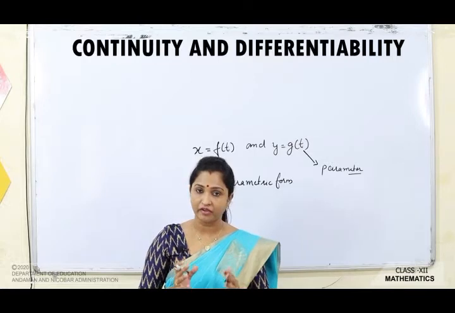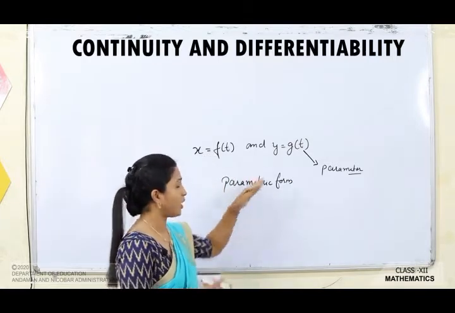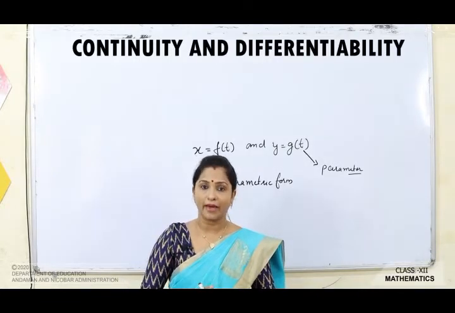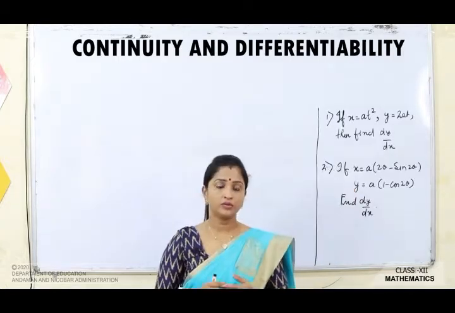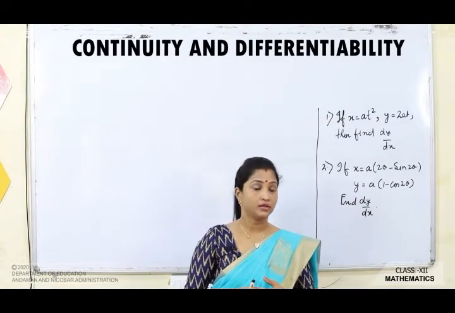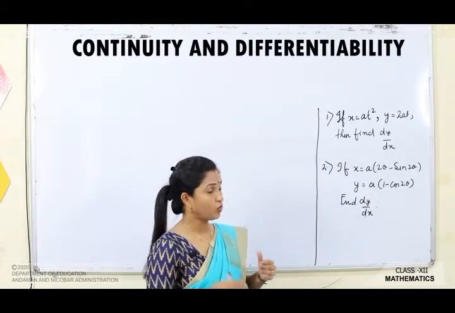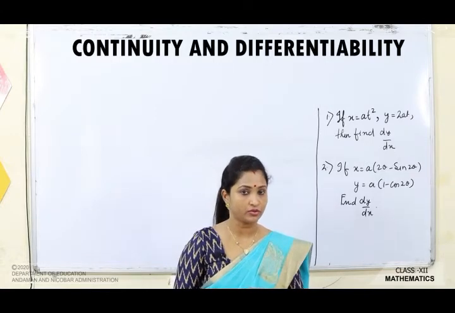So what is the definition? If you say what is a parametric form, when both x and y are expressed in terms of a third variable, that form is called parametric form and the third variable is called the parameter. Now let us see some examples. You can see here I have taken 1 and 2 examples, and we will see the methods to solve parametric form, okay.